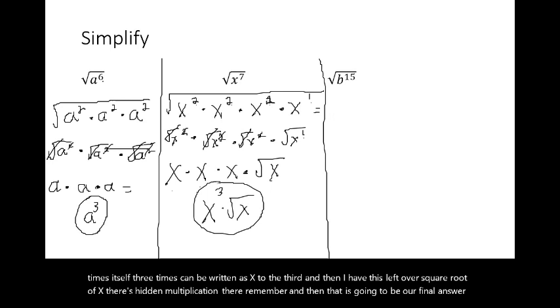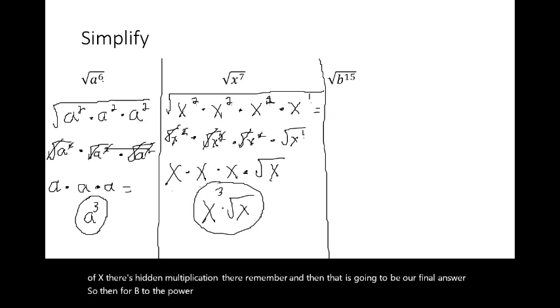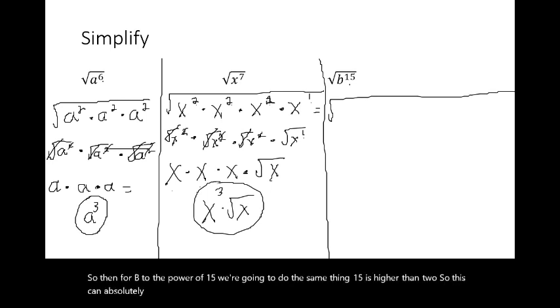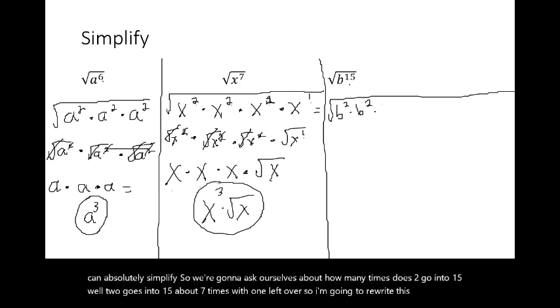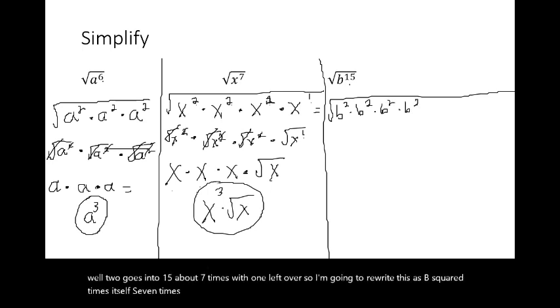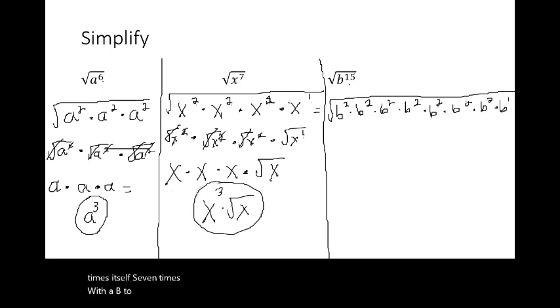So then for b to the power of 15, we're going to do the same thing. 15 is higher than 2, so this can absolutely simplify. So we're going to ask ourselves, about how many times does 2 go into 15? Well, 2 goes into 15 about 7 times with 1 left over. So I'm going to rewrite this as b squared times itself 7 times, with a b to the power 1 left over. Because 2 plus 2 plus 2 plus 2 plus 2 plus 2 plus 2 plus 1 gives us 15.